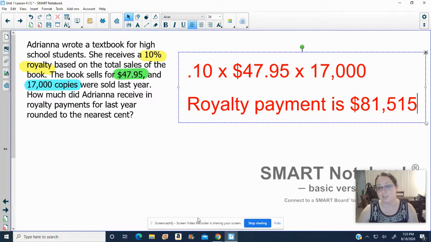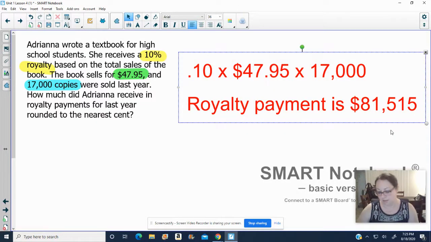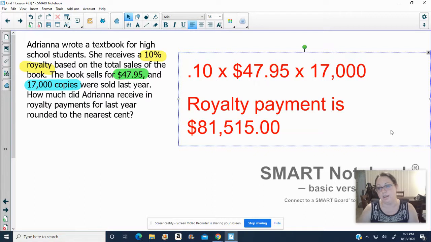It says rounded to the nearest cent. So since there's no pennies on that, you could go ahead and write it as 0.00. If there's no pennies given and you write 515 and you forget the 0.00, I'm not going to take points off of you for that. But all you'll need to do on these royalty payments is multiply everything together. Just don't forget to convert the percentage.